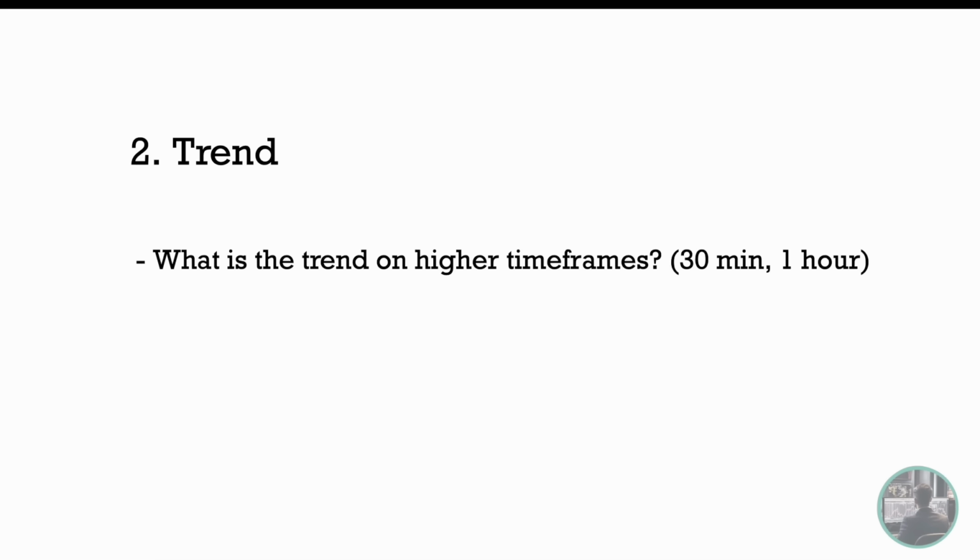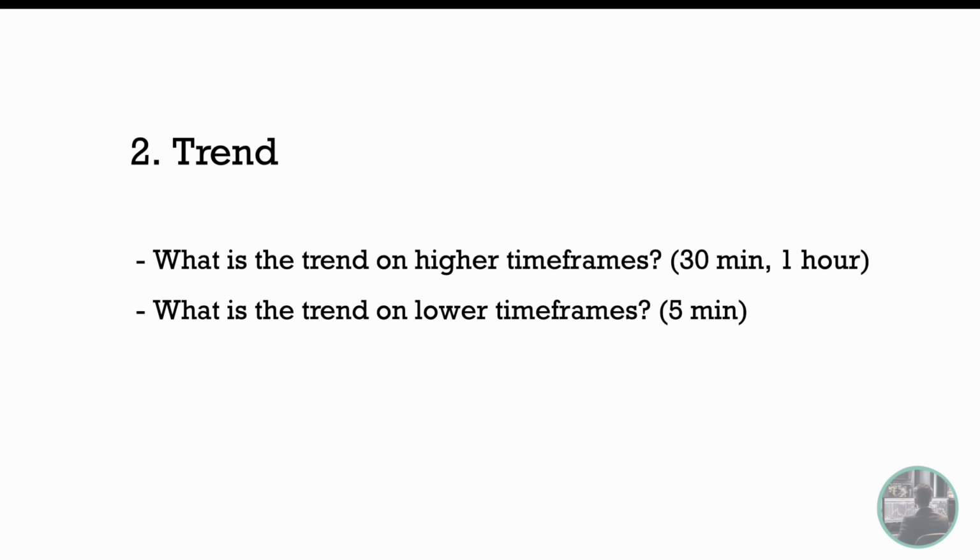Second is trend. Where's the overall flow pushing? Zoom out to your higher time frames, the 30-minute and the 1 hour. If structure says one thing but trend says another, sit on your hands. When they agree, the path becomes obvious, because the market will reward alignment, not contradicting signals.